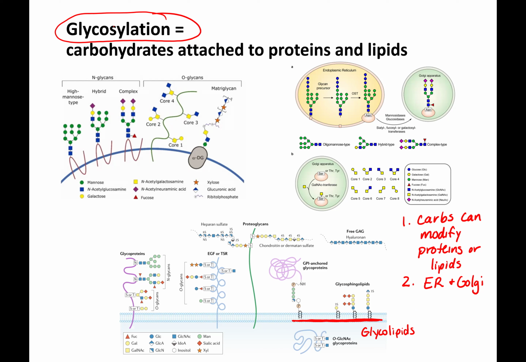Most of these pictures are carbohydrates added to proteins. So these are membrane-bound proteins, and then all of the nice colored shapes above it are different types of carbohydrates. You do not need to know which types each of these are. You don't have to identify them. Again, the important concept is that carbs can modify proteins and lipids. This is essential for their functions. This happens in the ER and Golgi, and carbohydrates and lipids.